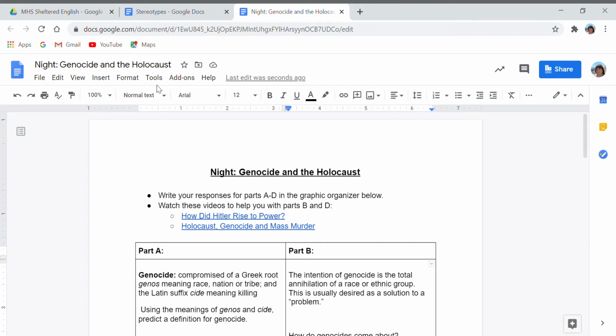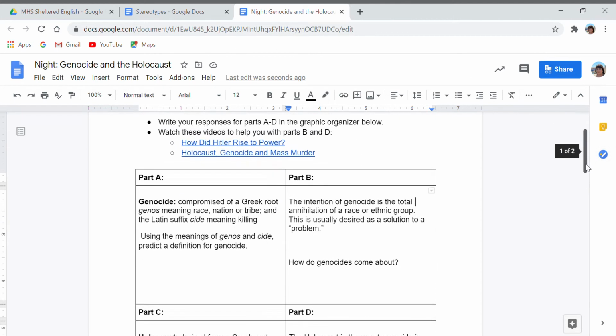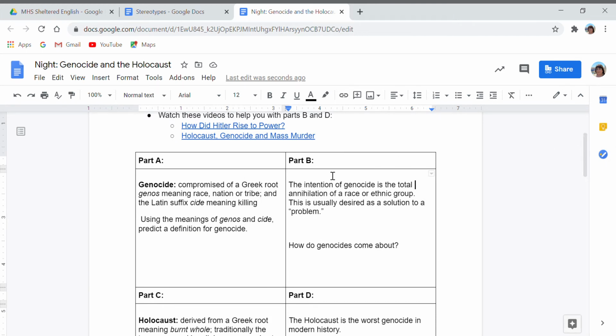So there's 4 parts in your graphic organizer here, parts A through D. And again, you're going to write your responses for each part in the box that's connected in the graphic organizer. So for part A, genocide. Comprised of a Greek root, genos, meaning race, nation, or tribe, and the Latin suffix "cide," meaning killing. Using the meanings of genos and cide, predict a definition for genocide. So maybe you can figure it out.